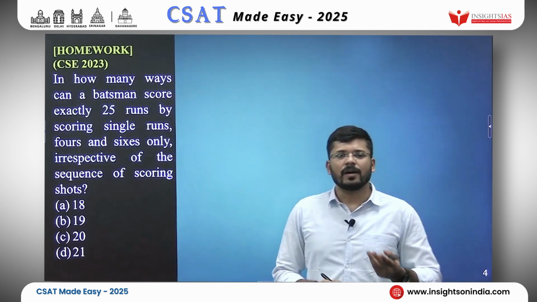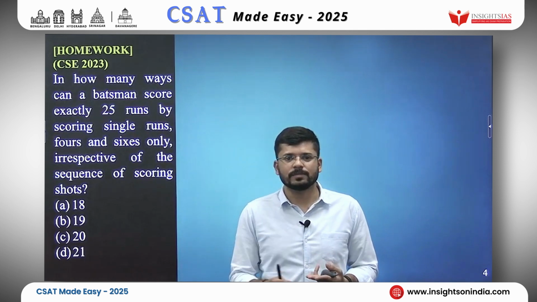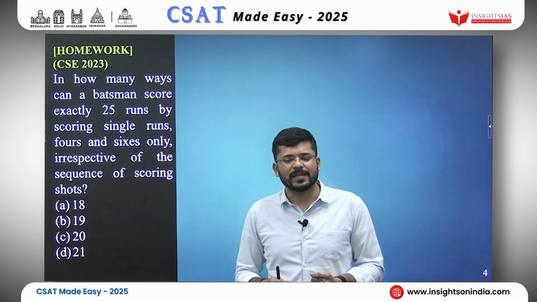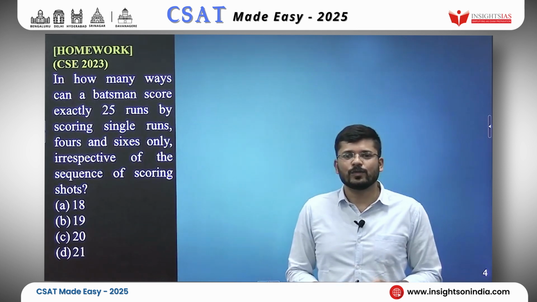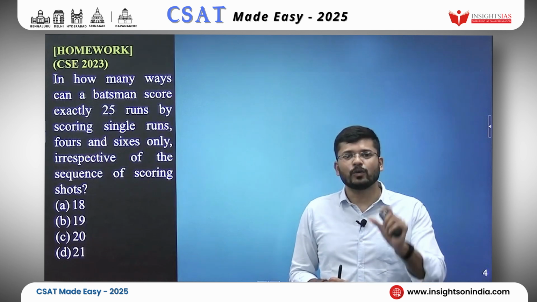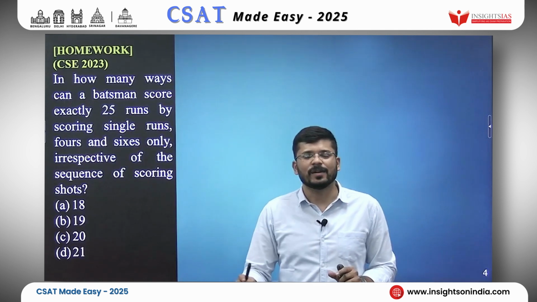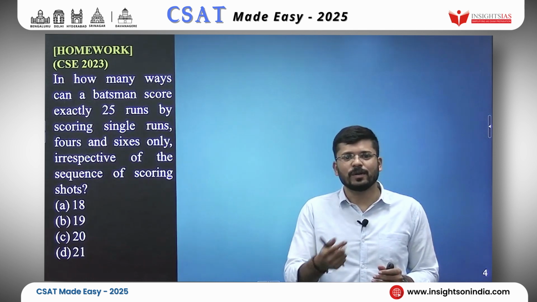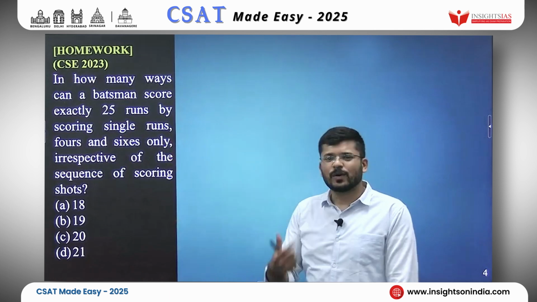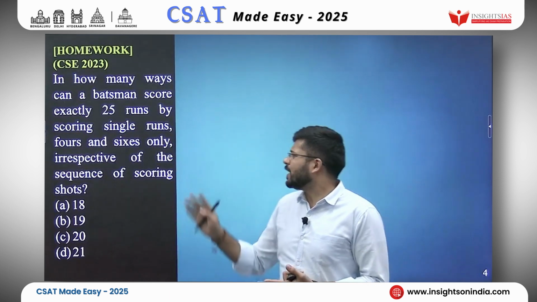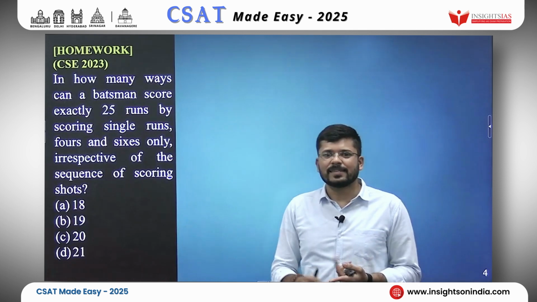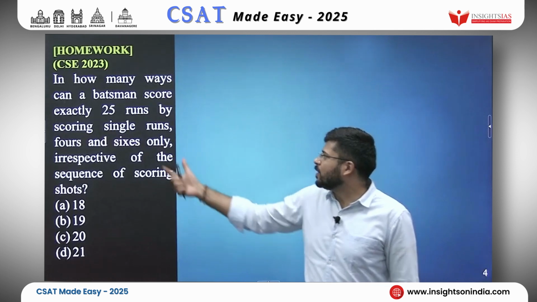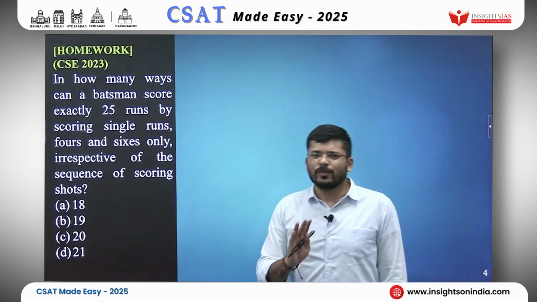Either he can take 3 shots of 4s, that would be 12, and one more single run, or he can get 2 shots of 4s and remaining single runs, or only a single shot of 4 and remaining single runs, or no 4 shots for the boundary shots at all, only single runs. That way just count them. If he begins with 4 sixers, then 3 sixers, then 2, then 1, and then none. Okay, count how many possibilities there are for the total number of runs to be 25.